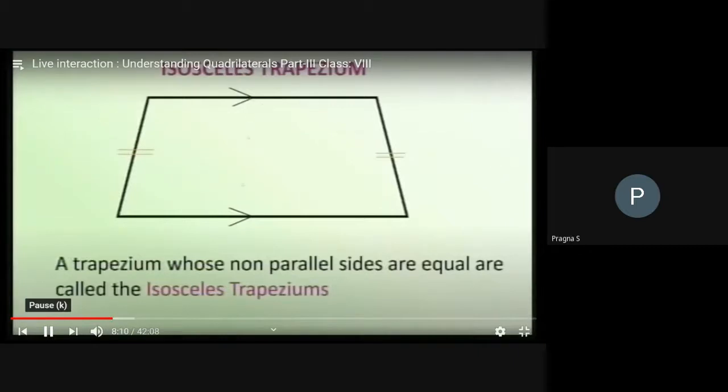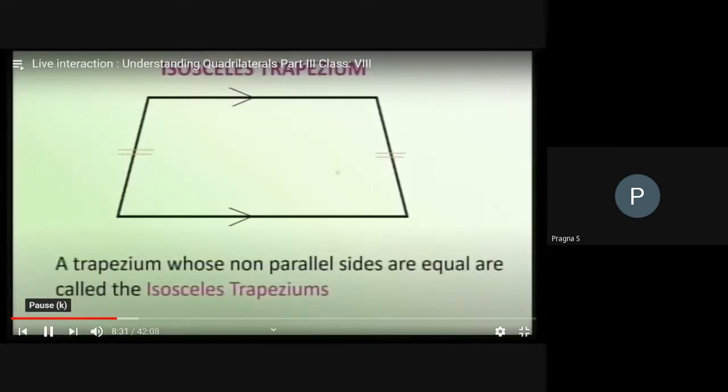You are seeing that one pair of opposite sides is already marked to be parallel. But there is something extra over here. These are the two non-parallel sides that you have for the trapezium. Now they are marked as equal. That means the lengths of these non-parallel sides of the trapezium happen to become equal.